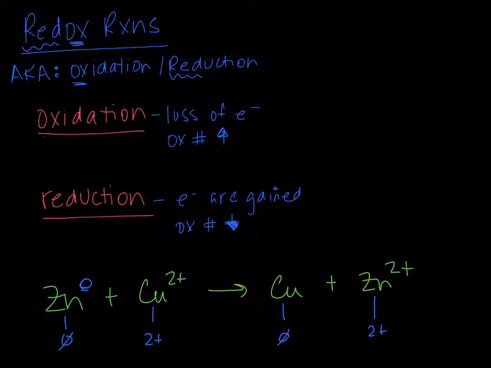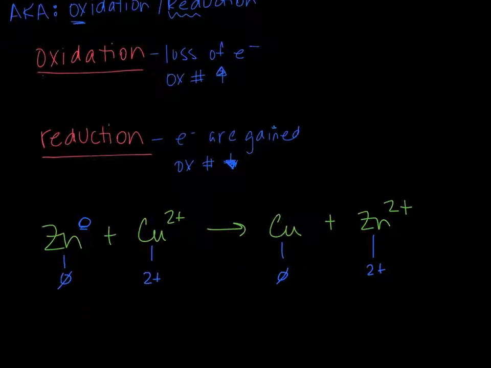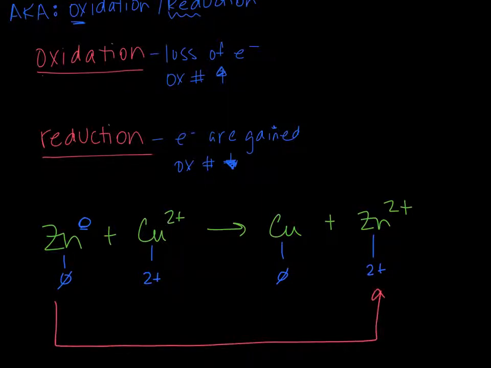So the zinc went from an oxidation number of 0 to 2+. So because of that, it was oxidized. And I know that because when the oxidation number goes up, from 0 to +2, that means oxidation occurred. And then on the other end here, copper went from 2+ to 0. So the number went down, so it was reduced. All right.